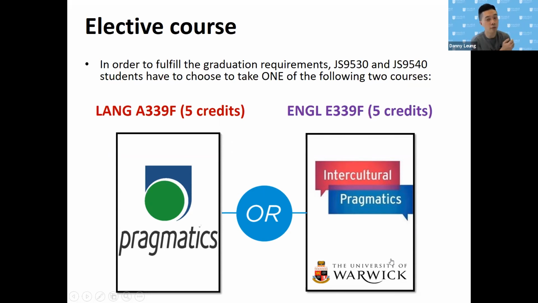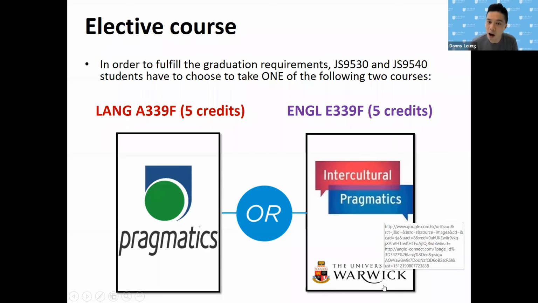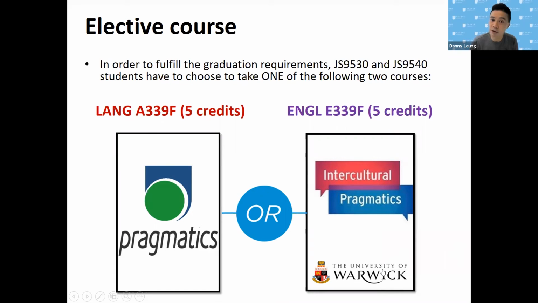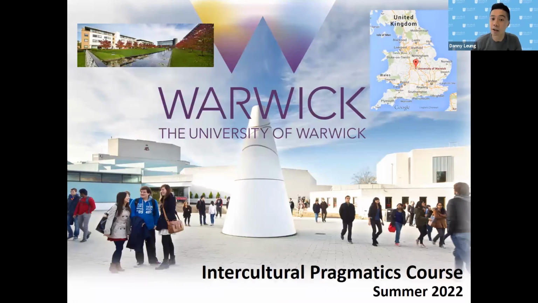Apart from doing a 5-credit course with us, you can choose to do these 5-credit credit-bearing courses. This is actually part of the graduation requirement. You have to do either one of the two. But if you choose to do this Intercultural Pragmatics course, you will be taught by the teachers, the lecturers, and the professors at the University of Warwick in the UK. You will fly to the UK to do this course with the University of Warwick.